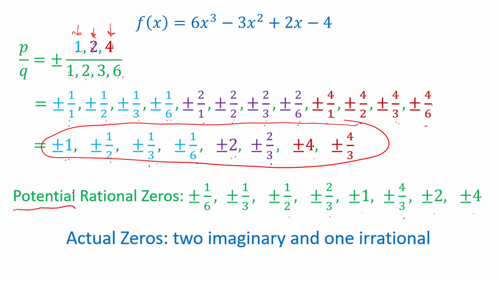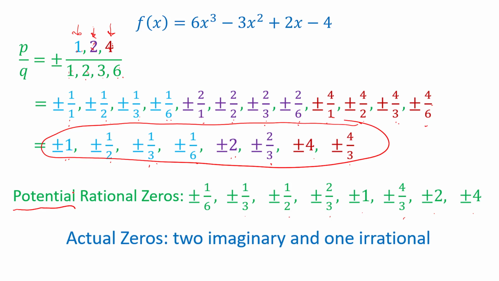The actual zeros, and I'm not going to even display them here, they're kind of ugly, you would have 2 imaginary zeros, and you would have 1 irrational zero. So that won't be the case with the problems that you work through for this section of the textbook, but this is possible. These are only potential.